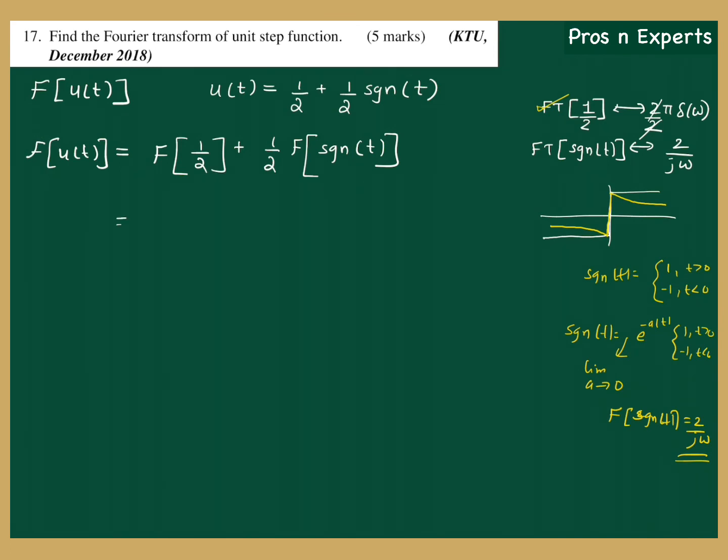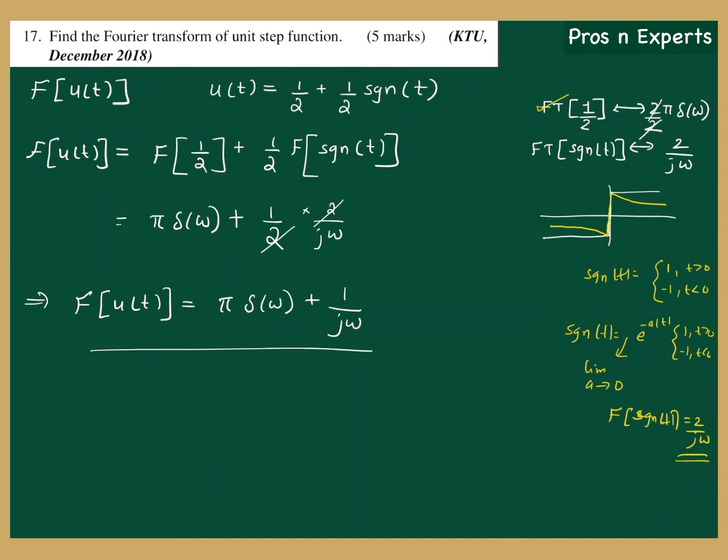So the first answer is pi del of omega plus half into the Fourier transform of signum of t. We already have it as 2 by j omega, so into 2 by j omega. So what is the final answer? That implies the Fourier transform of the unit step function is equal to pi del of omega plus 1 by j omega. So this is the Fourier transform of u of t. Let's jump on to the next question.